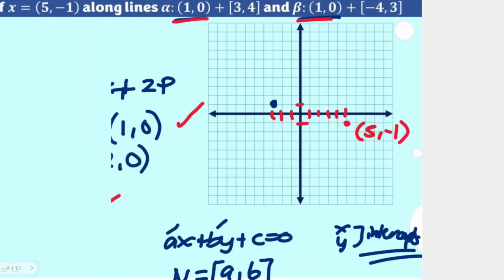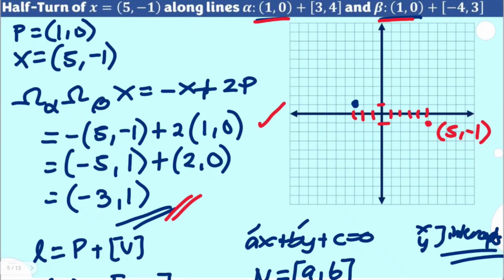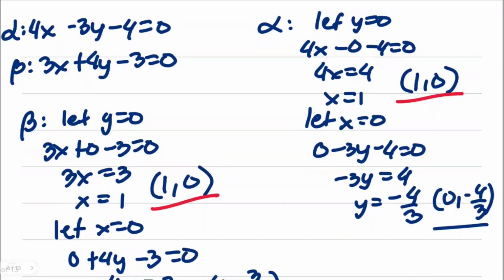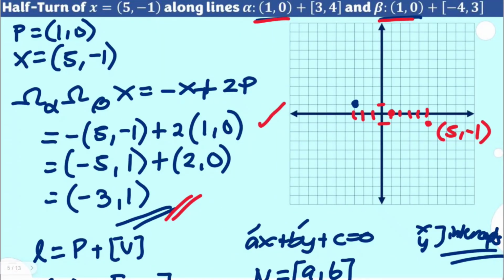Let's have alpha. We have 1, 0. And 0 and negative 4 thirds. That's negative 1 and 1/3. So here. So the line alpha would connect these two. And assuming again that it's accurate, this is our alpha.